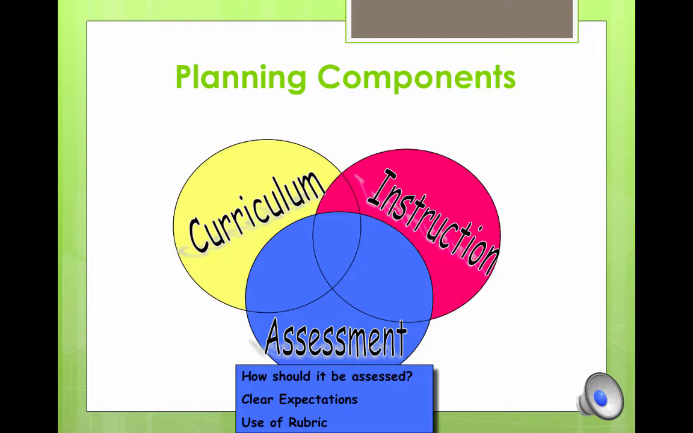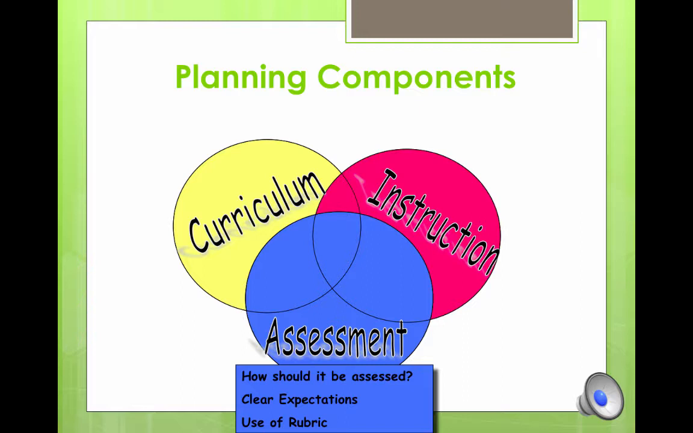And the third planning component is assessment. And of course, now that we have determined what we're going to teach and how we're going to teach it, we have to make sure that we've accomplished our goals. And really, if our goal is student learning, we have to make sure that we assess the student well and have a better understanding of what they have learned.